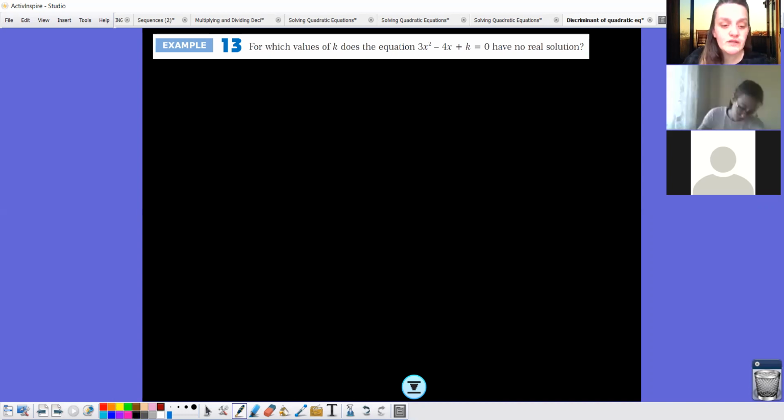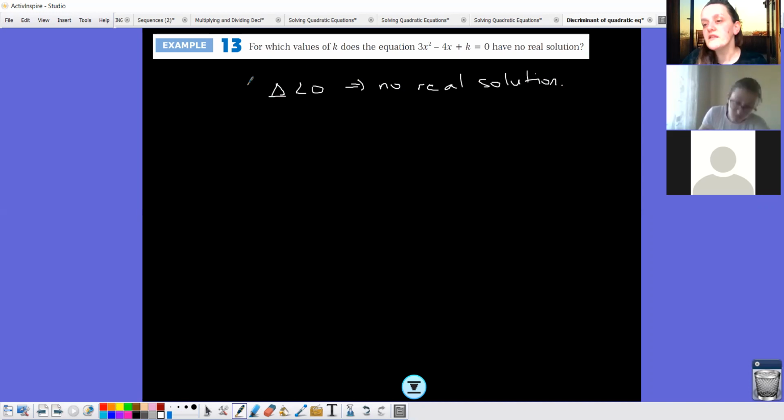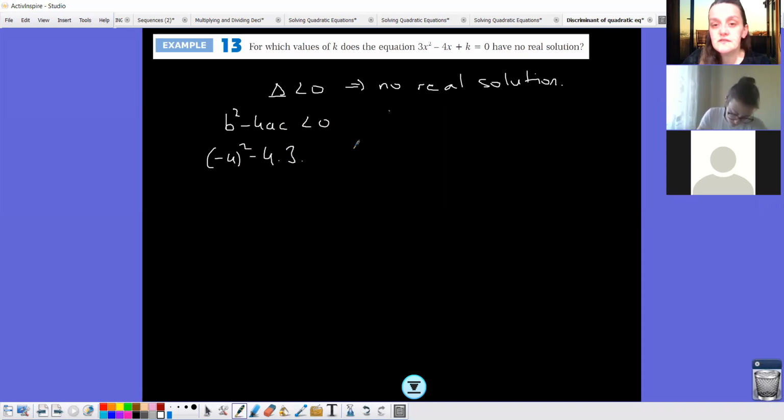So what we know is that when the discriminant is less than 0, there is no real solution, yes? We know the case, so I will try to find k in these values. How will it be? The discriminant, we know that it is b squared minus 4ac. It has to be less than 0. What is b here? Minus 4. Minus 4 squared minus 4 times a, which is 3, and c is k. Less than 0.